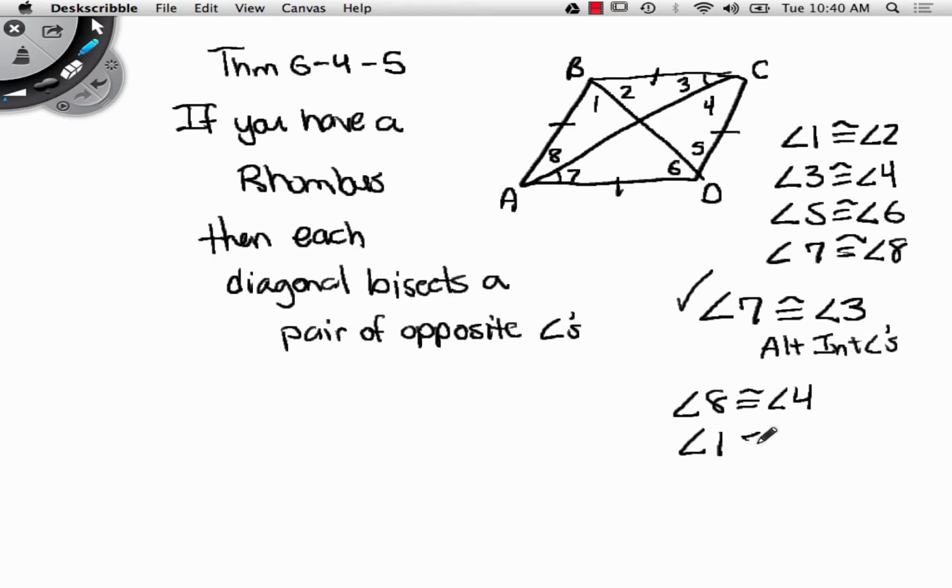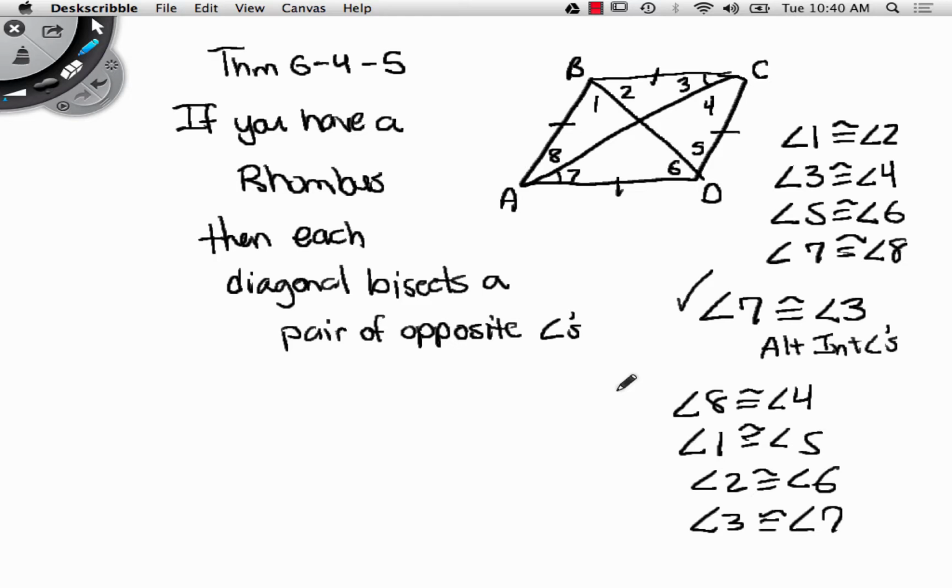1 has to be congruent to 5. 2 has to be congruent to 6. And I think there's one that I've forgotten. 1, 8 and 4, 5 and 6. 3 has to be congruent to, I already said that, 7. Right, so that gives 1, 2, 3, 4, 5, 6, 7, 8. Yes, that gives me them all.